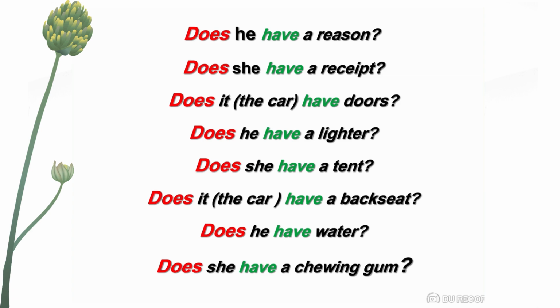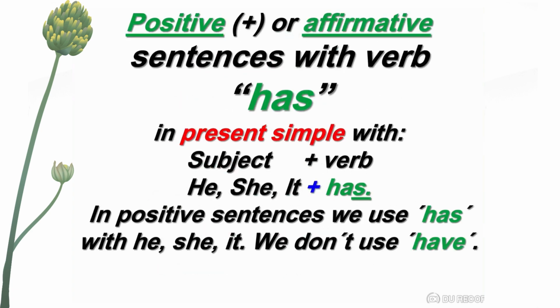Does it or does the car have doors? So it or the car. Does he have a lighter? Repeat after me. Does she have a tent? Does it or the car have a back seat? So the seat in the back. Does he have water? Does she have a chewing gum? Try to repeat them to learn them by heart. Let's continue. Positive.